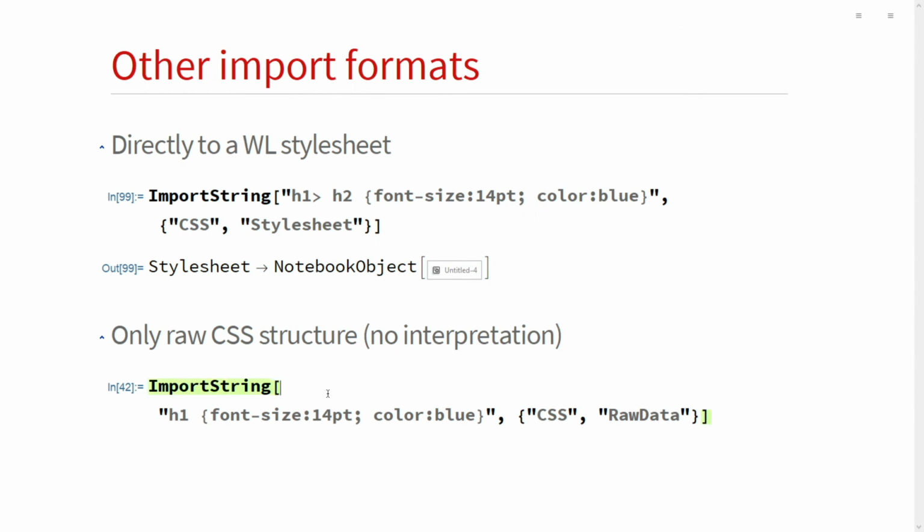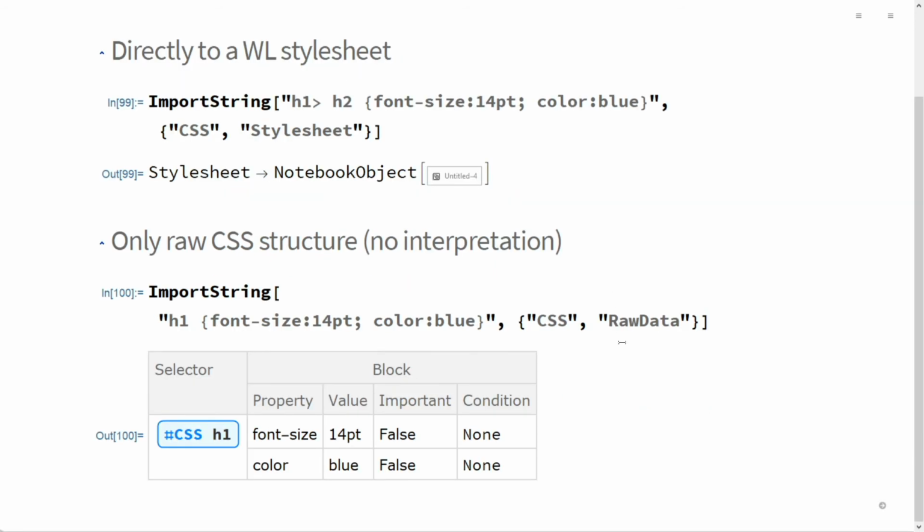Or if you just want to understand or analyze the CSS data itself, you can do the raw data import, and you'll just have no interpretations. This is actually the fastest import because the interpretations are the bottleneck of this importer.